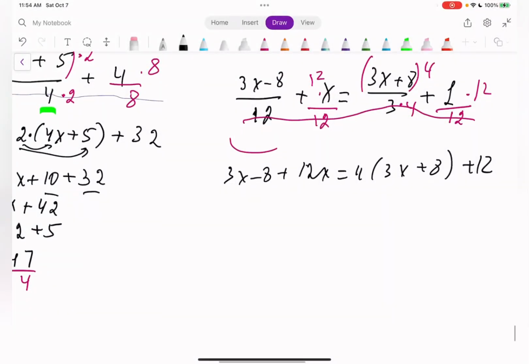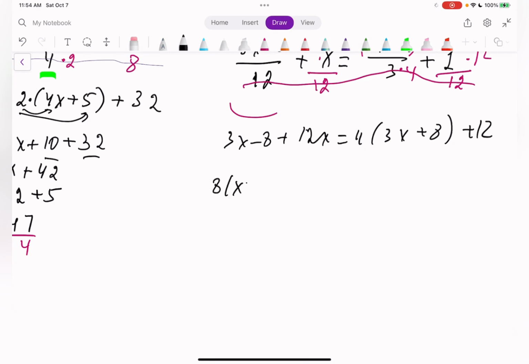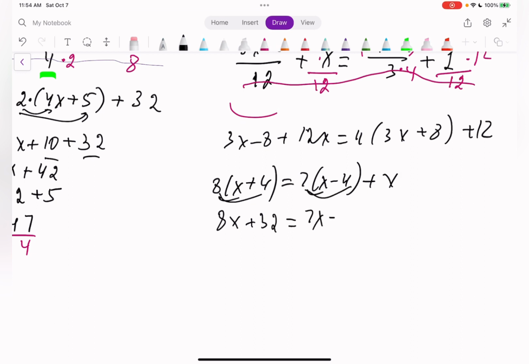So what do I have? 8 times x plus 4 equals 7 times x minus 4 and plus x. Okay, distributing, 8x plus 32, 7x minus 28 and plus x. So combining like terms. Now this time, before I combine, I want everything moved to one side. 8x minus 7x minus x, right? And negative 28 minus 32.